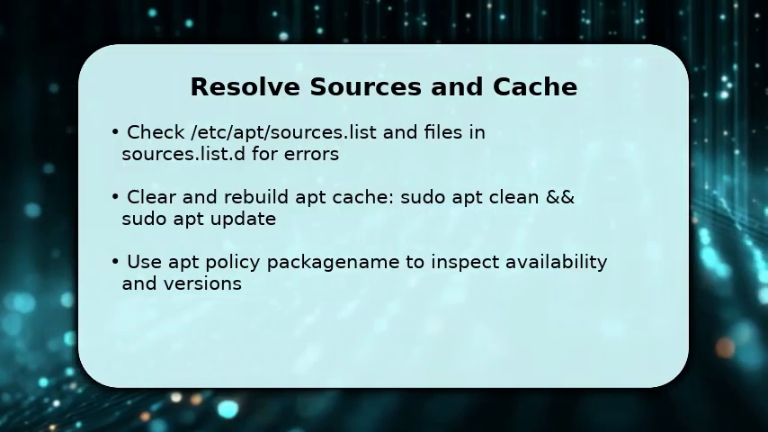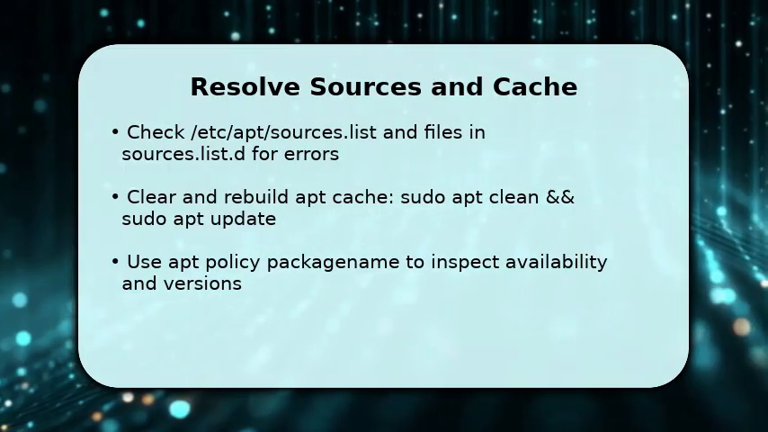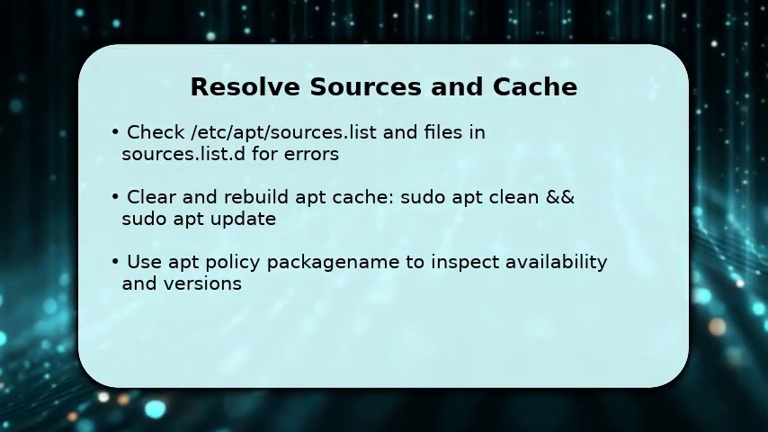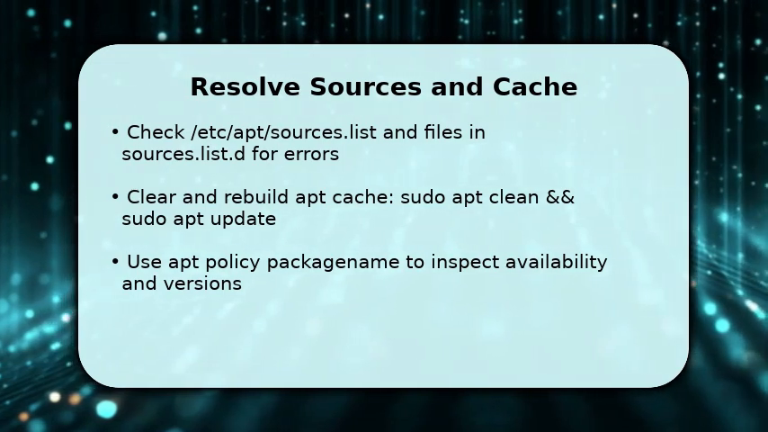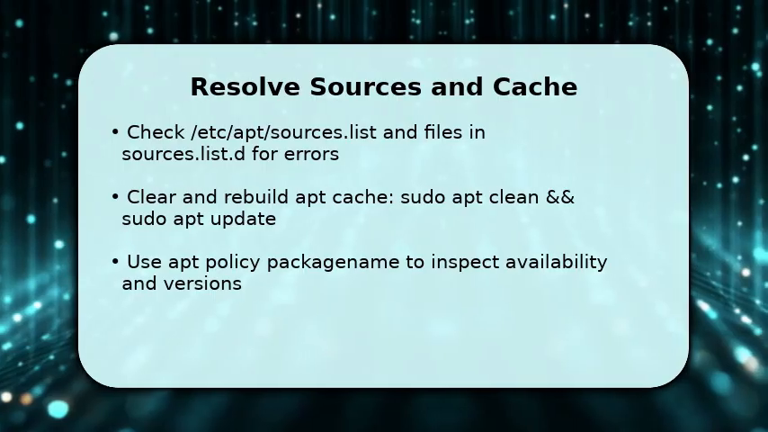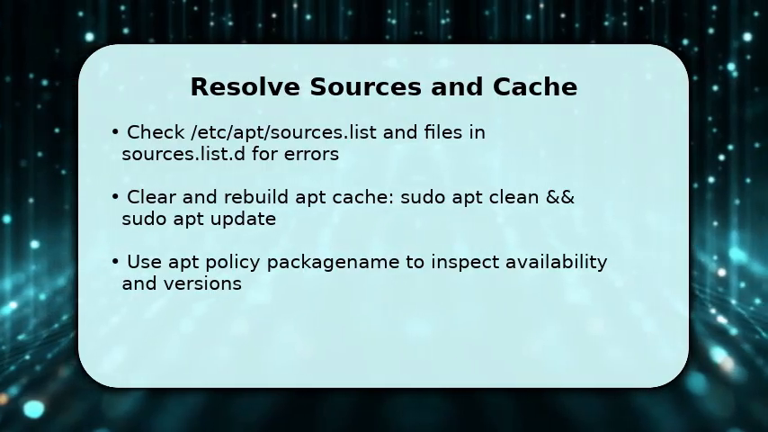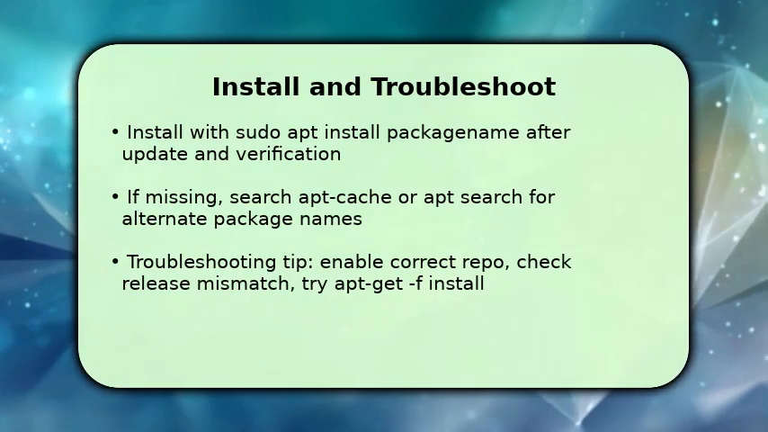Use apt policy package-name to see if the package appears and which repository provides it, because this shows why apt cannot locate it. If a PPA or third-party repo is required, add it now and update so the package becomes visible to apt. Finally, attempt installation with sudo apt install package-name after confirming the package appears via apt policy.